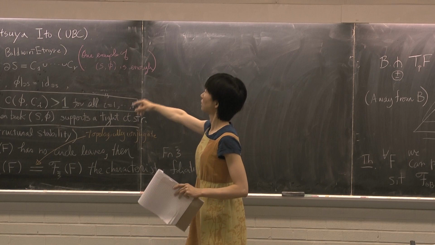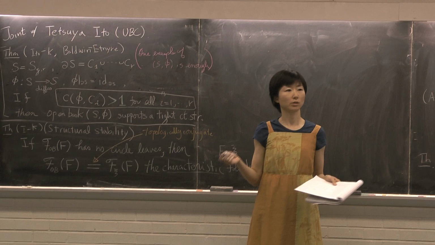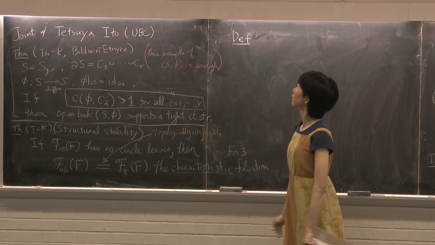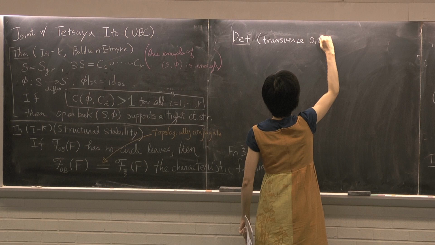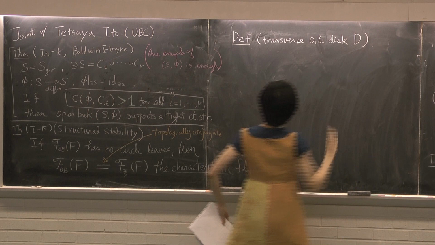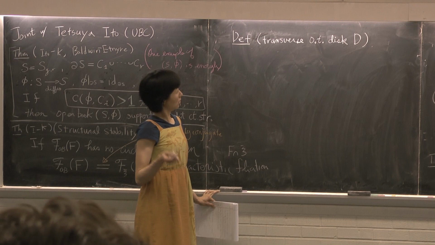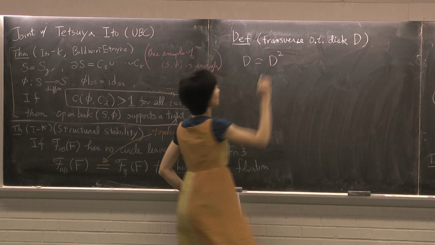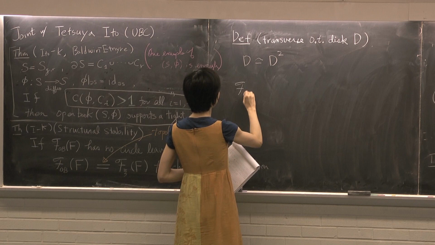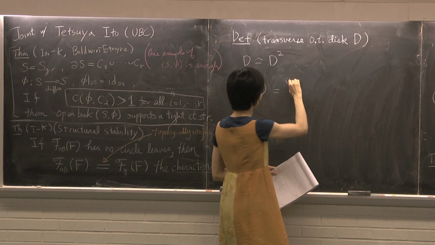Tightness criterion. So for this, I want to introduce the transverse overtwisted disk. This corresponds to the classical, well-known overtwisted disk. So this transverse one is the open book foliation version. So D is topologically a two-dimensional disk, and its open book foliation is a negative graph. I'll draw a picture so that you can understand it.